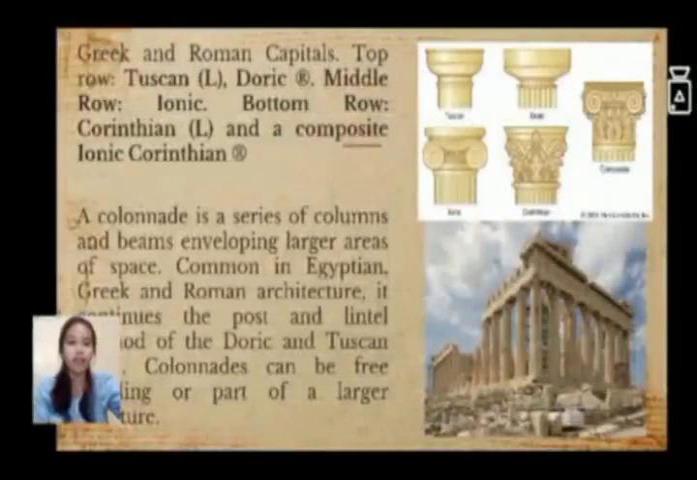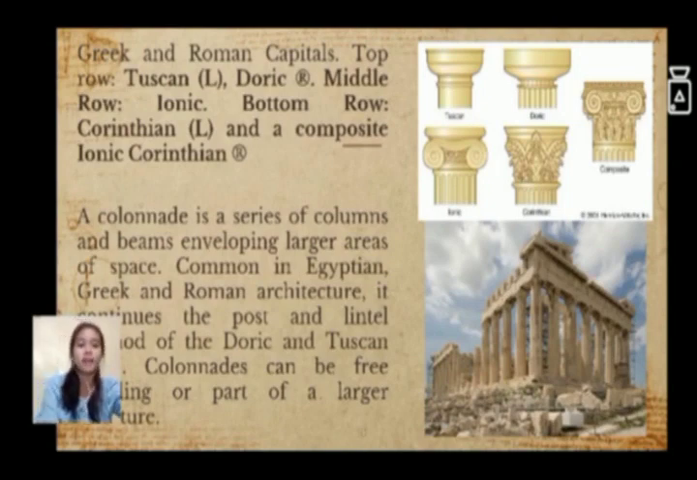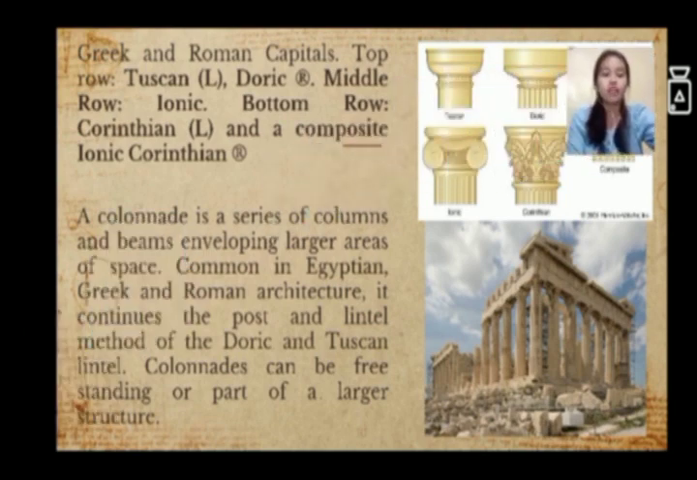So next we have the Greek and Roman capitals, the top row. So this is the Tuscan. As you can see in the picture, the form of Tuscan, Doric, the middle row, Ionic, bottom row, Corinthian, and composite. So, a colonnade continues the post and lintel method as a series of columns and beams enveloping larger areas and space.